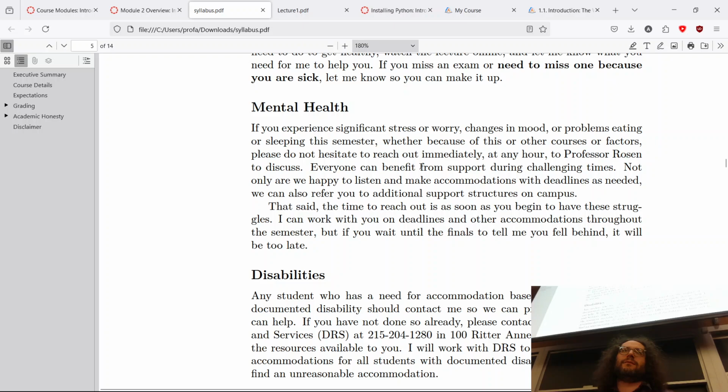Also, mental health. If you're dealing with issues such as not having a place that you can reliably stay at to sleep, if you're having changes of mood, problems eating or sleeping, if you're just having a rough time, okay, then just let me know sooner rather than later that it's affecting your work. The earlier I know that issues are going on, the easier it is for me to accommodate. The easier it is for me to help you out. The easier it is for me to give you alternate due dates.